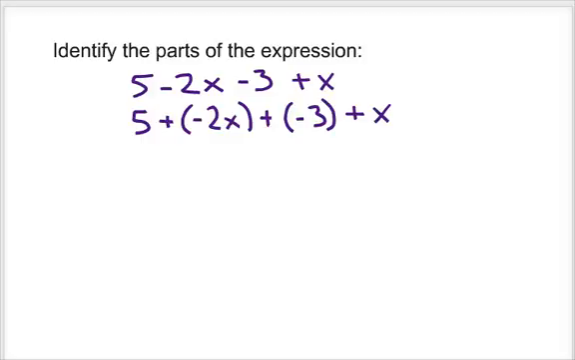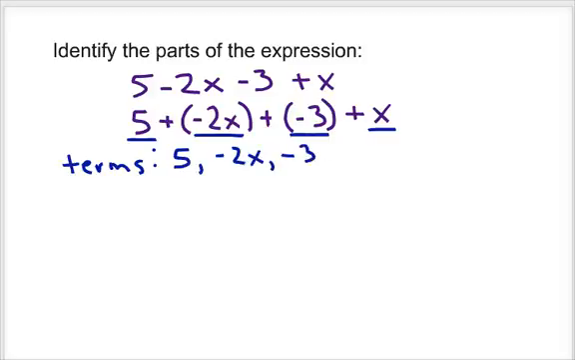Okay, let's start off with terms. And terms are the parts that are added together in the expression. So what parts do I have? Well, I've got 5, a negative 2x, a negative 3, and an x. So I'm going to write that out. So I'm going to go 5, negative 2x, negative 3, and x. Those are my terms. Next is coefficients.